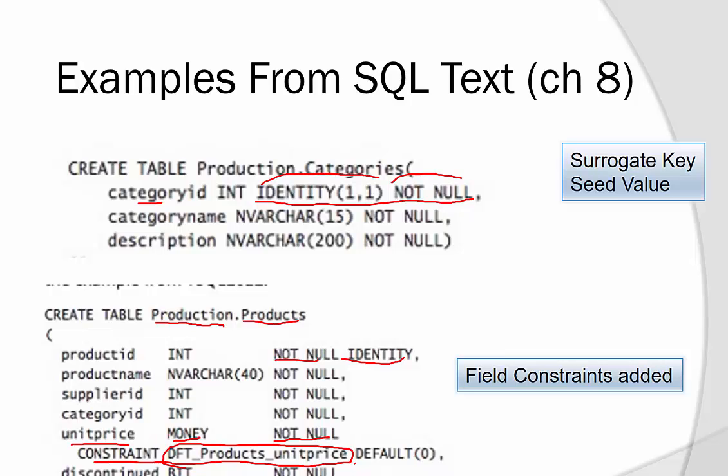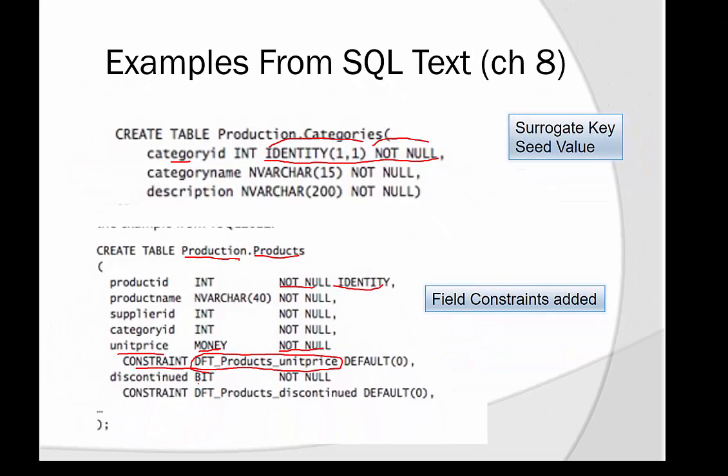the unit price 0. Here we have a discontinued field that's type bit. So think of bit data type as being a true false. Think of this as being Boolean, a 0 or a 1 value. And that's a required field. Again, a constraint and the name of the constraint, so you can drop it later if you'd like to. And the default value is that it's not discontinued.